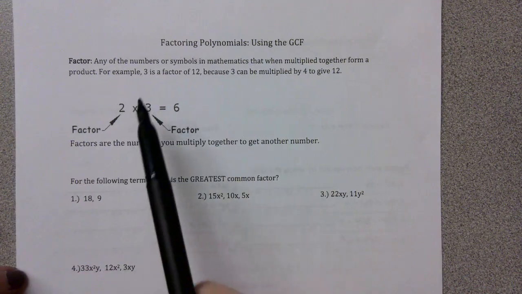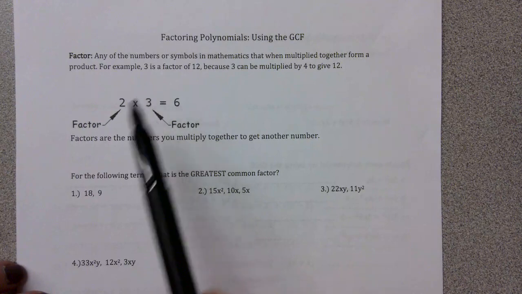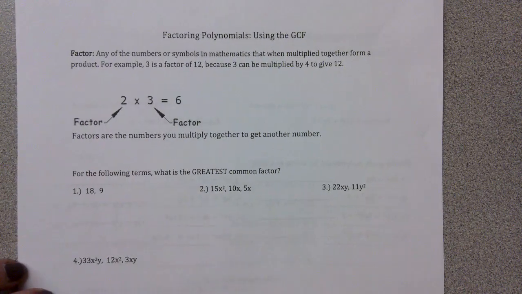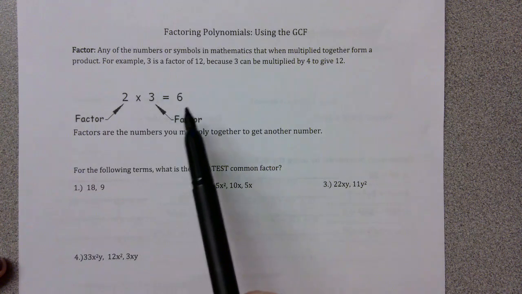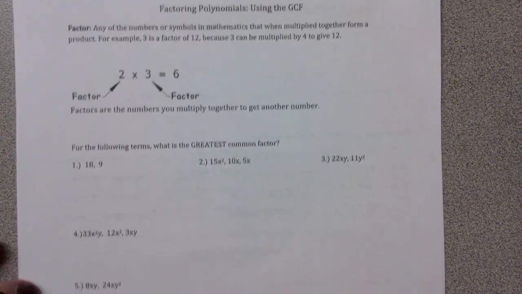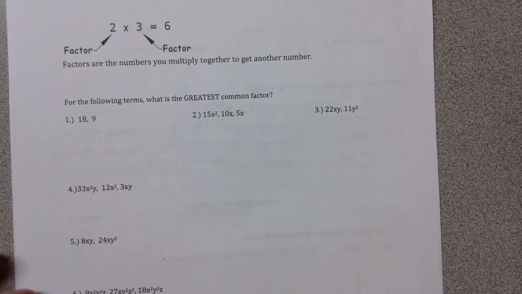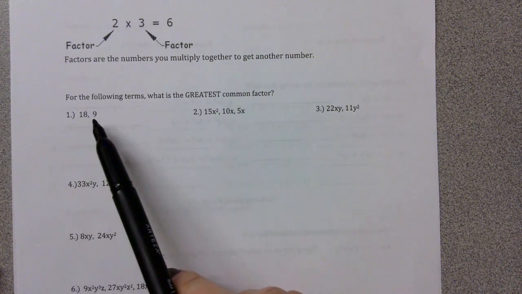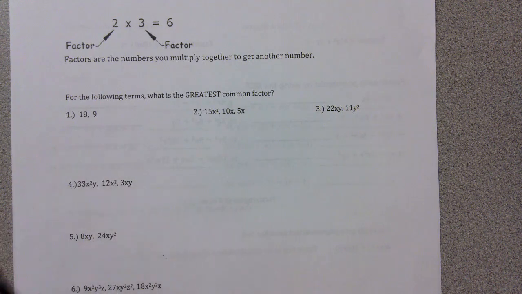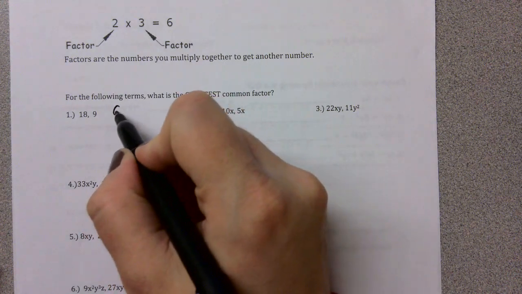For example, what is a factor? It's any of the numbers or symbols in mathematics that when multiplied together form a product. So 2 and 3 would be factors of 6. It says for the following terms, what is the greatest common factor? So 18 and 9, they have 3 in common, but what is the greatest common factor? Your answer would be 9.